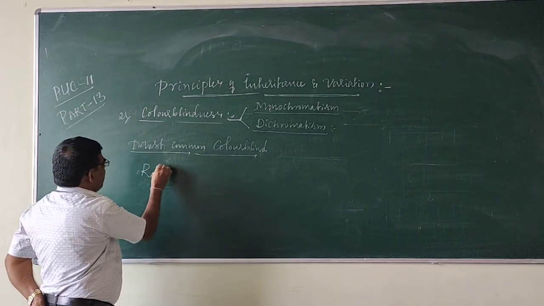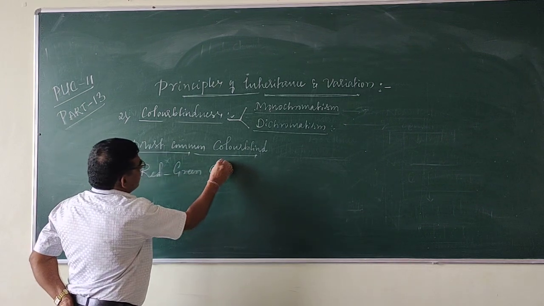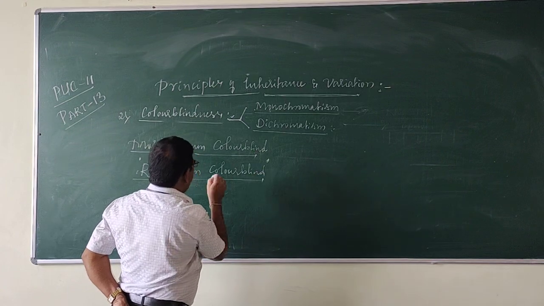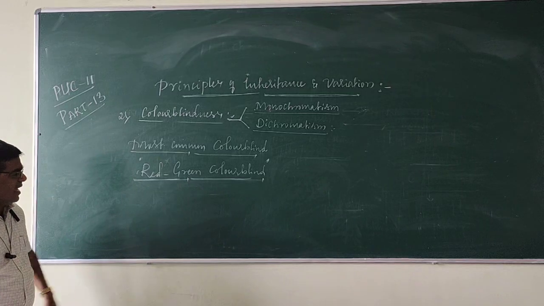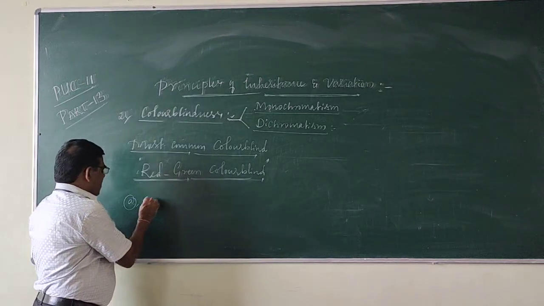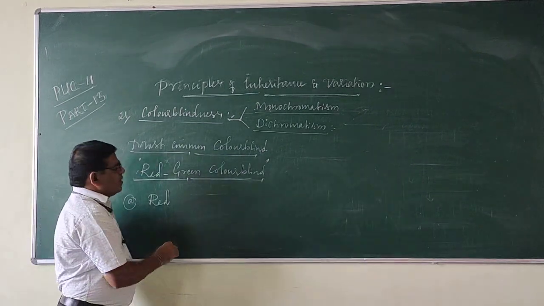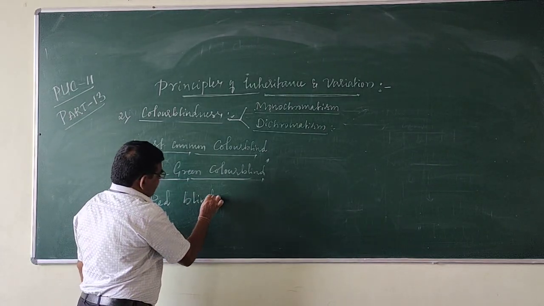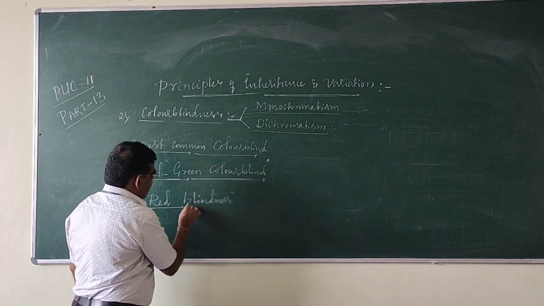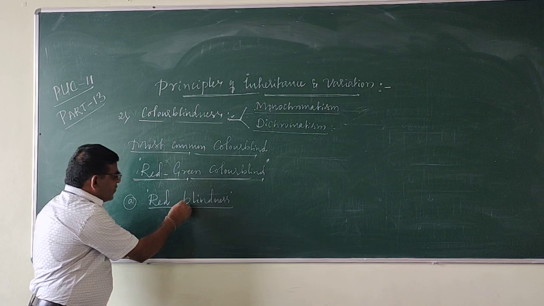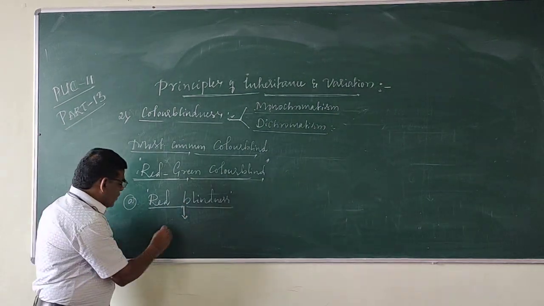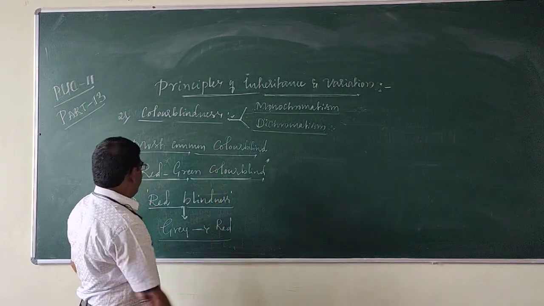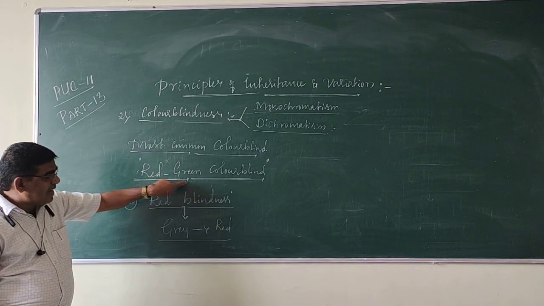The most common color blindness is red green color blindness. First one is red blindness. In red blindness, the individual identifies gray color instead of red. Clear?